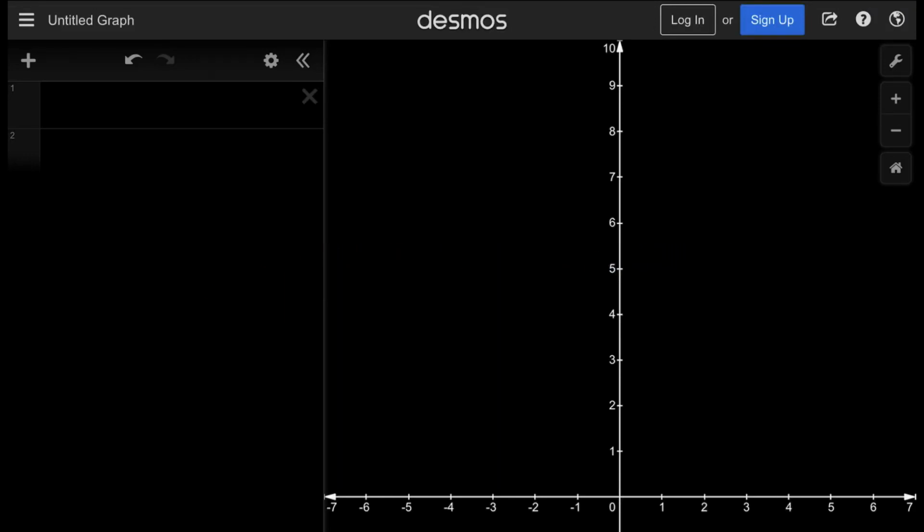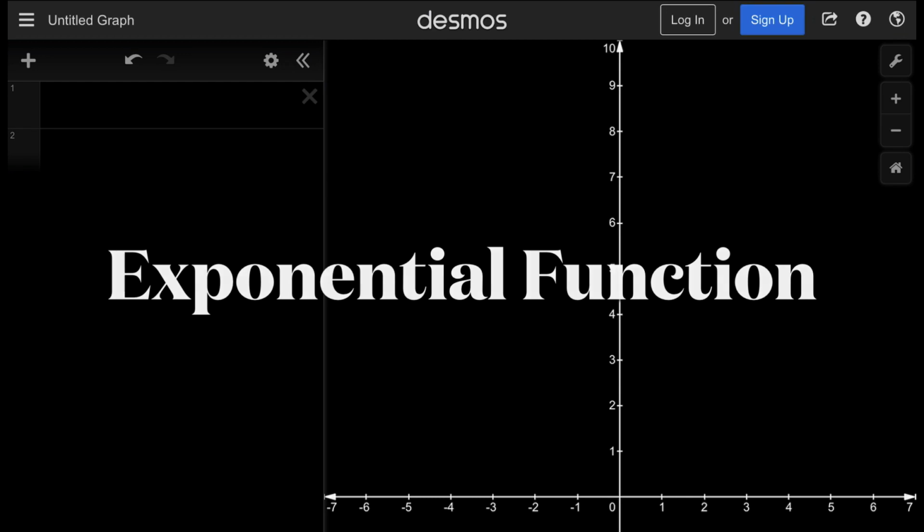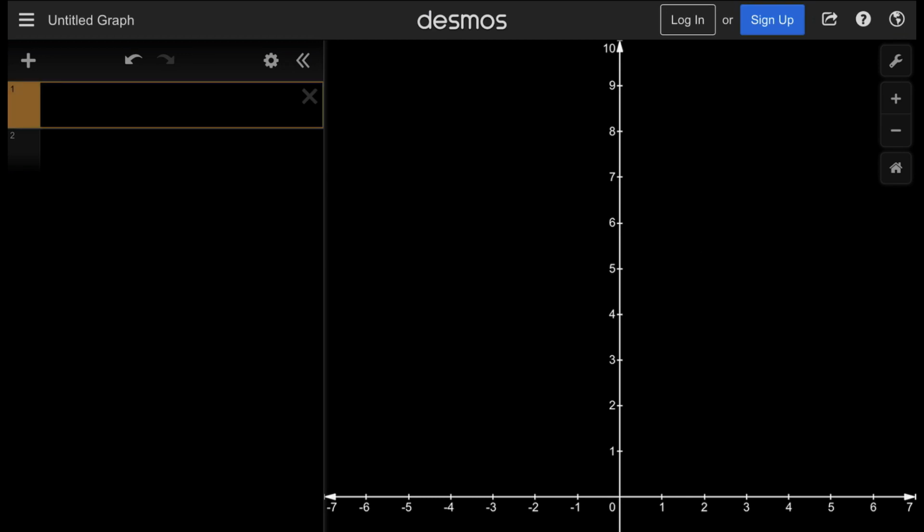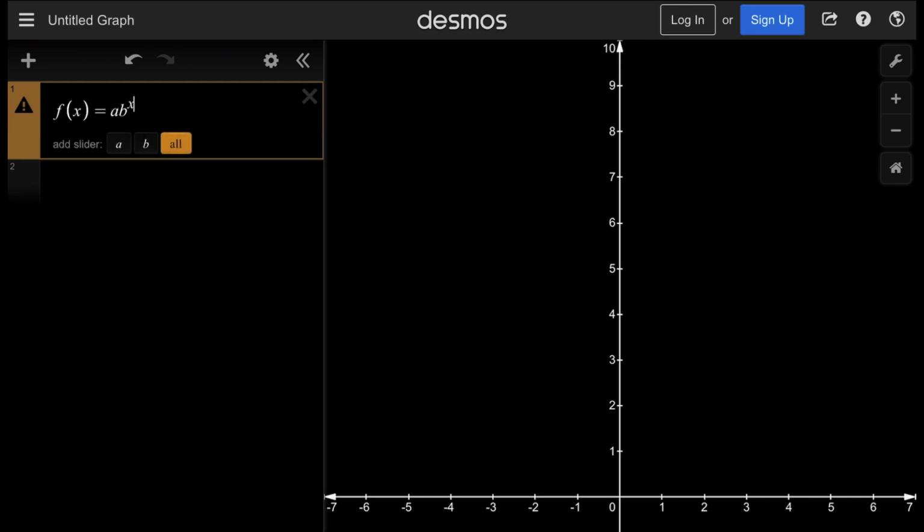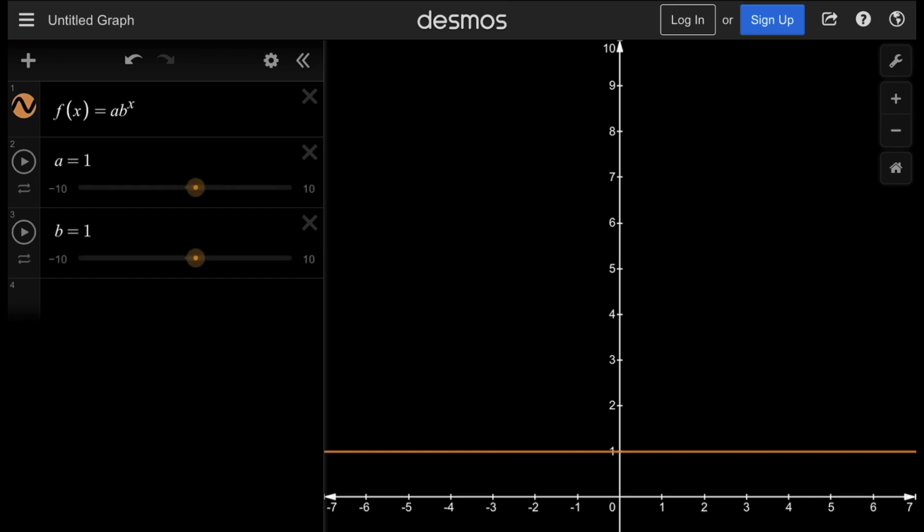In this video we're going to be taking a look at the exponential function. Okay, so let's punch in the standard form for any exponential function, and so that's going to be f(x) is equal to a times b to the power of x, and we'll add both sliders. So what you see right now is an orange straight line. This is not yet an exponential function because a and b's value is both 1.